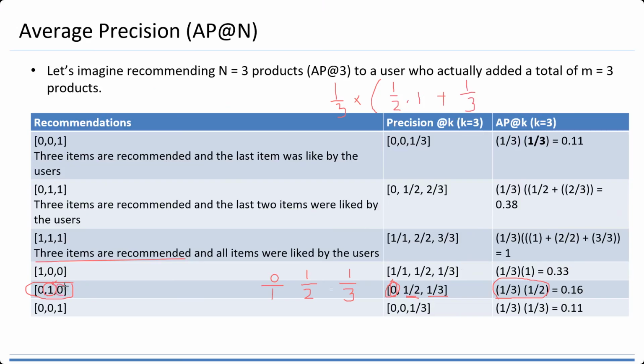The last item was not liked by the user, then it is not relevant, so 0. So we have 1 over 3 multiplied by 1 divided by 2. So the result is 0.16. Okay. The last one is the same as this one. Okay, so you can calculate.